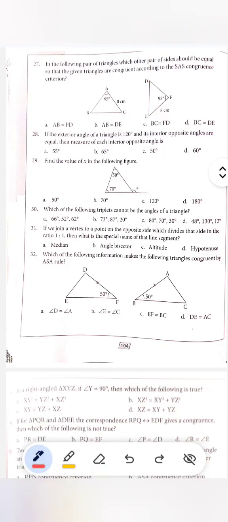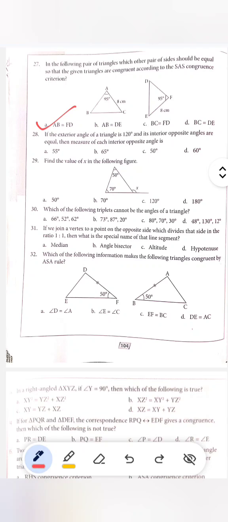The next question: in the following pair of triangles, which other pair of sides should be equal so that the given triangles are congruent according to SAS congruency? Here you can see that AC is equal to EF, that is 8 cm, and angle A is equal to 95 degrees, which is equal to angle F. So now AB should be equal to FD. That is option A, because when we are checking for SAS, then two sides and the included angle should be given. These two sides and the included angles should be equal.